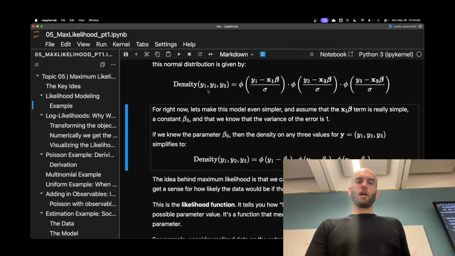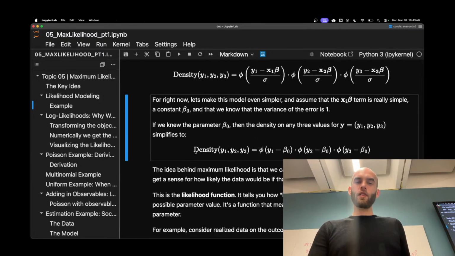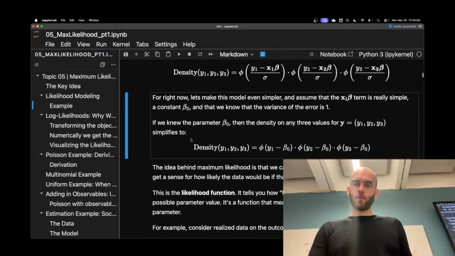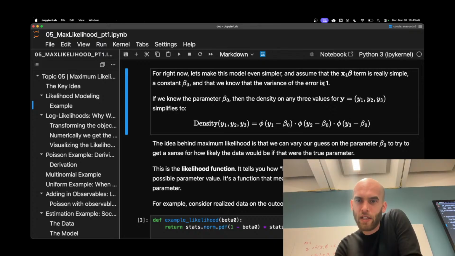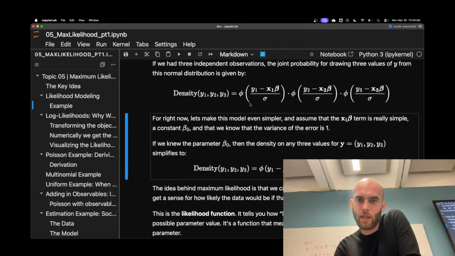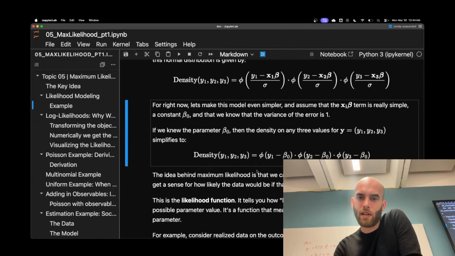So this is the basic building block. We have the density specifically. And all we're going to do is think about, what am I doing here? So let's just say the variance of the error is 1. This is just going to make our model a little bit simpler. So I think the only thing I'm doing here is just making this simpler. If we know the betas, this whole thing just simplifies to this thing.